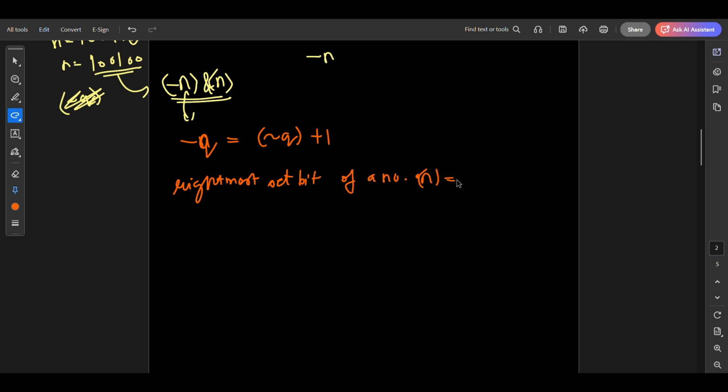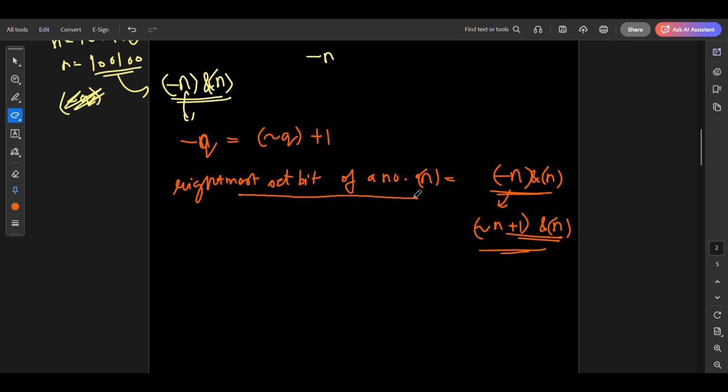Okay. So what I will do is the operation is minus n and n. Okay. And what does this minus n represent? It represents invert of n plus 1, and n. Okay. Is this clear to everyone? Yes, I think it is clear to everyone. Okay. Minus 1. Yep. Right? But if you see clearly, this is the idea to find the rightmost set bit of a number n.